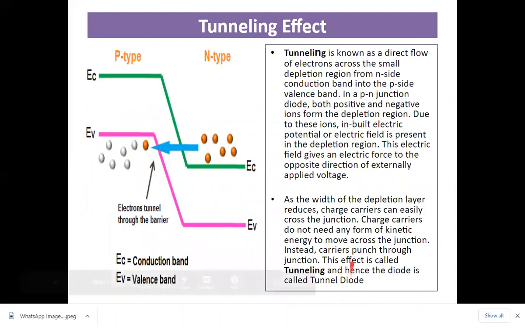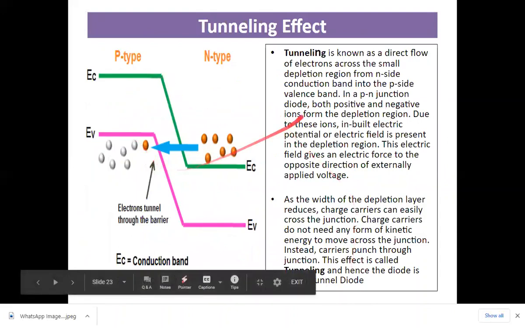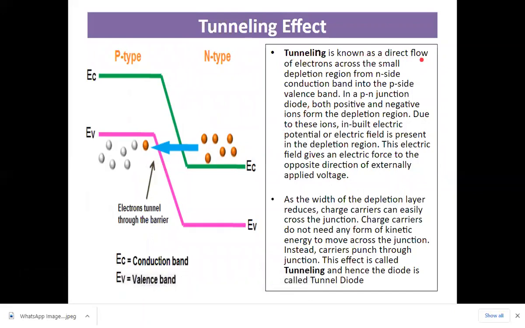What is tunneling? Tunneling is known as a direct flow of electrons across the small depletion region from the n-side conduction band into the p-side valence band, shown by this arrow.